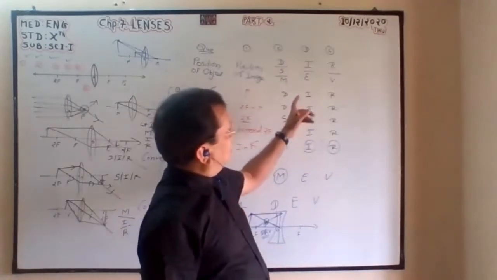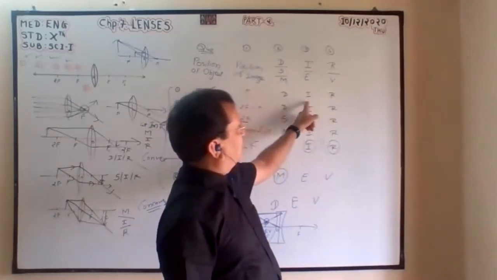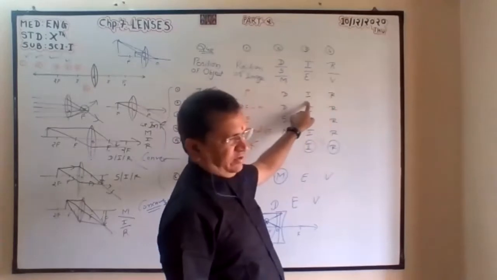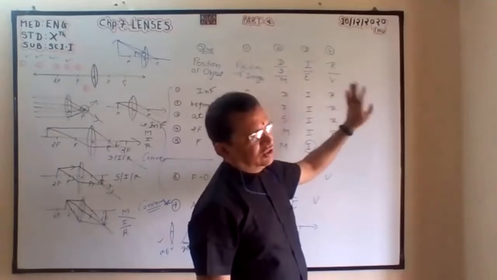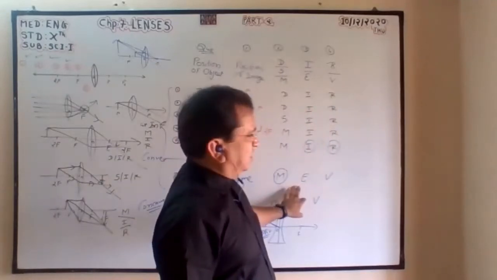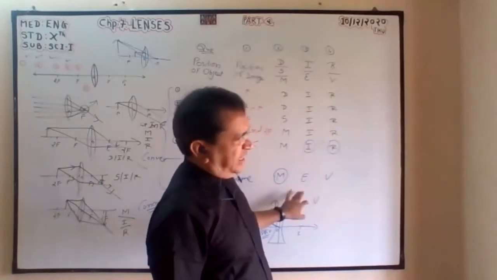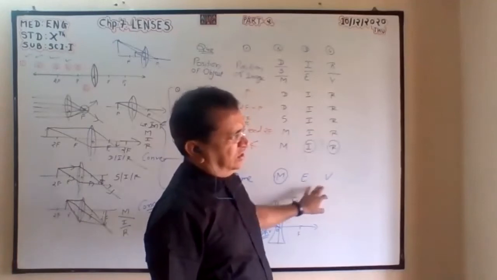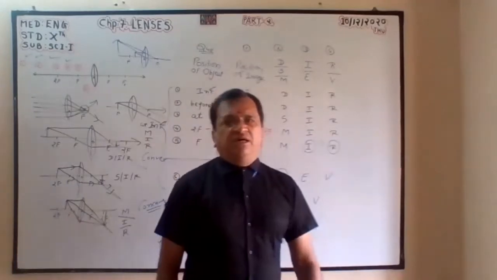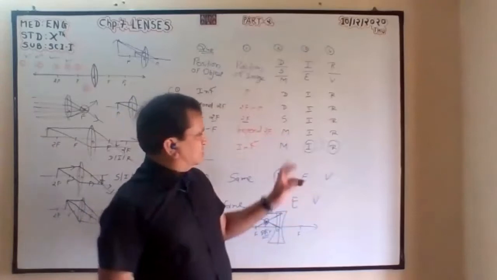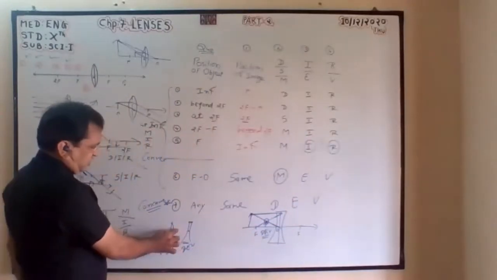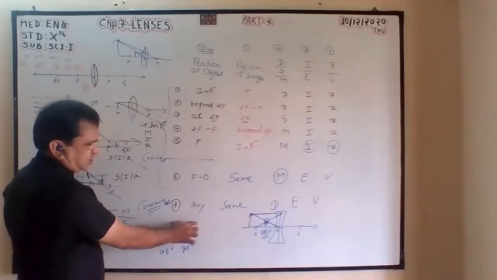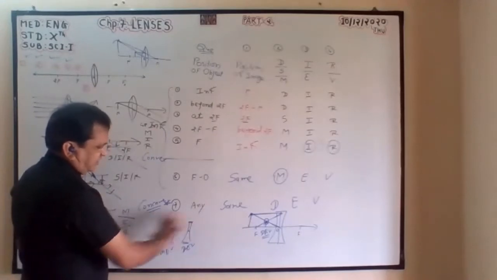Okay, so 3 combinations: inverted are always real, real are always inverted, and real inverted can be caught on a screen. Virtual always erect, erect always virtual, and virtual erect cannot be caught on a screen. So to distinguish, and these two distinguish: thicker, thinner, thinner, thicker, converging, diverging.